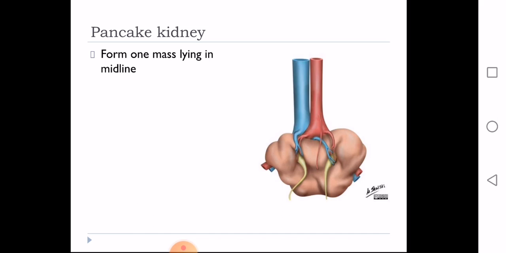Now look at this kidney, the pancake kidney. In the horseshoe kidney, only the inferior poles were fused. In the pancake kidney, the whole kidneys, both kidneys, are fused to form one generalized mass that is present in the midline.